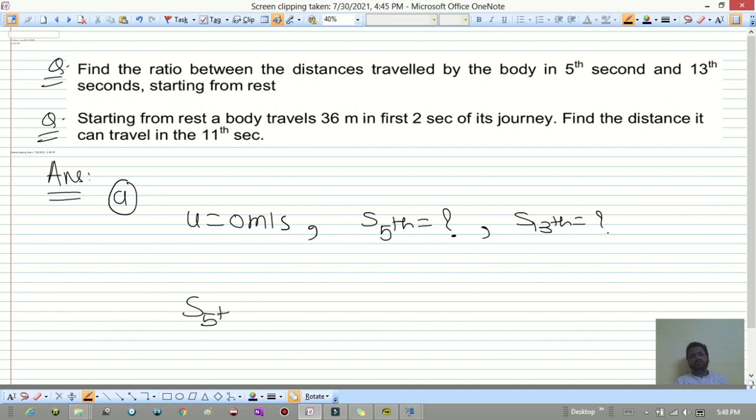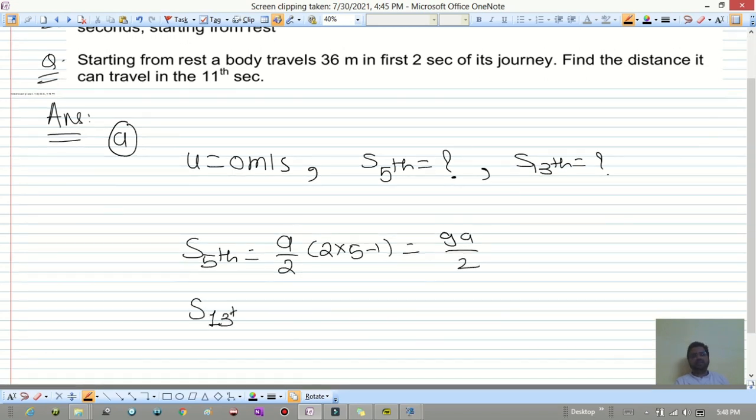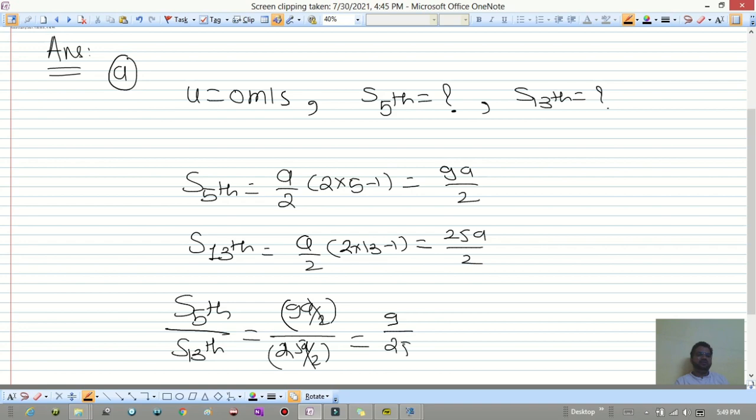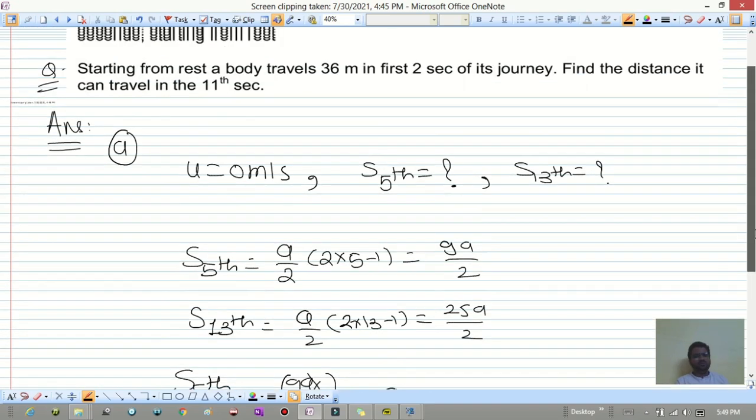So S 5th is a by 2 into (2n minus 1), where n is 5, so 2 into 5 minus 1, which is equal to 9a divided by 2. And S 13th is equal to a by 2 into (2 into 13 minus 1), which is 25a by 2. We want the ratio S 5th by S 13th, which is 9a by 2 divided by 25a by 2, and a by 2 gets cancelled. We have 9 divided by 25 as the ratio. So I hope this is clear.